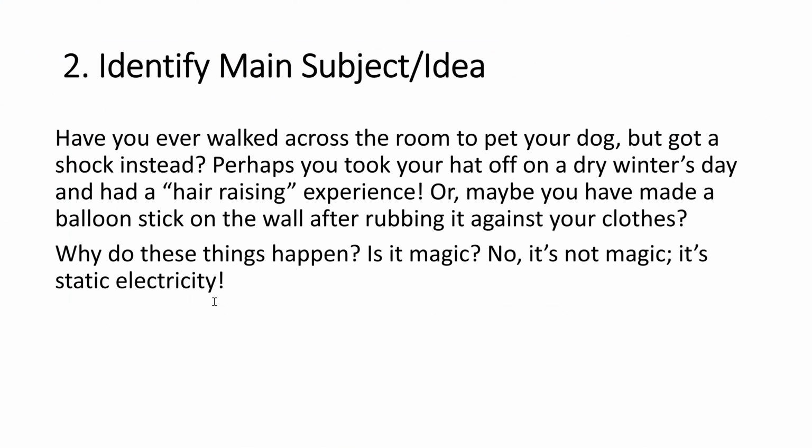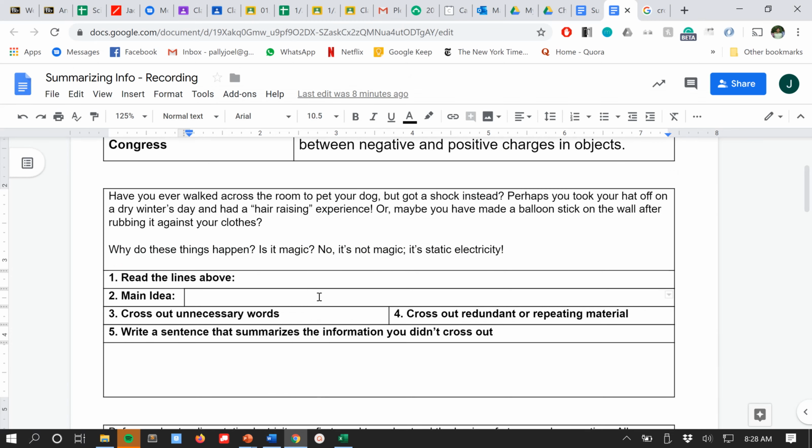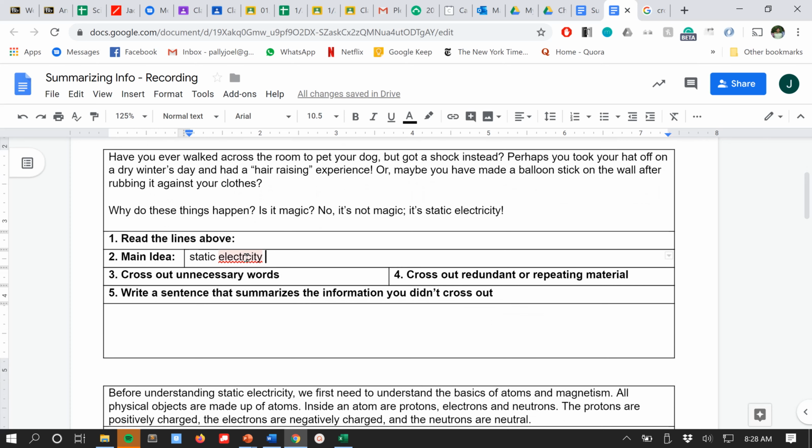For me, when I read through this, at first I'm reading through a couple of examples of something. They're listing a few scenarios, and what do those scenarios have to do with? They have to do with static electricity. So for me, my main idea here is static electricity. I also wrote down examples. Those are the main keywords or main ideas that come to my mind. So I'm going to go ahead and write static electricity in my guided summarizing worksheet here. So static electricity is my main idea.